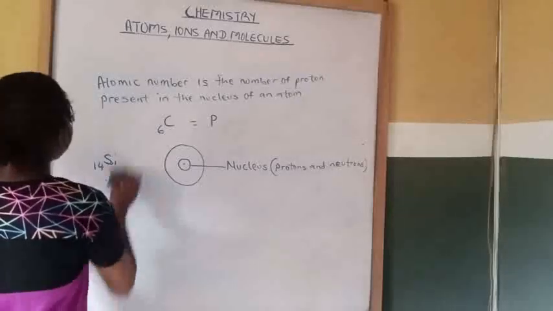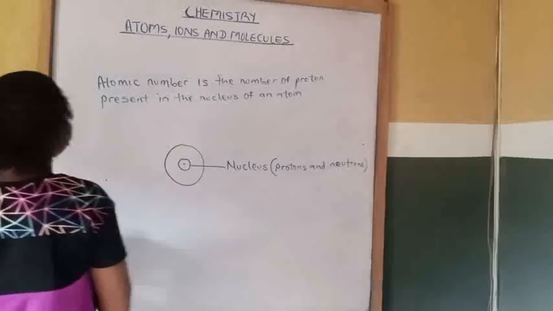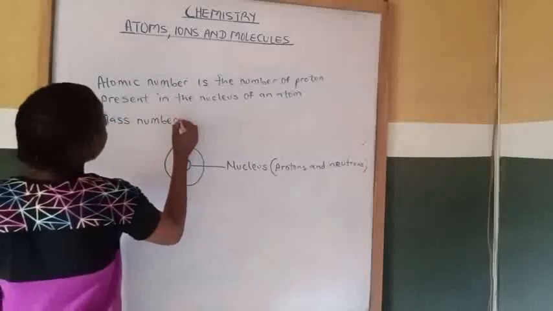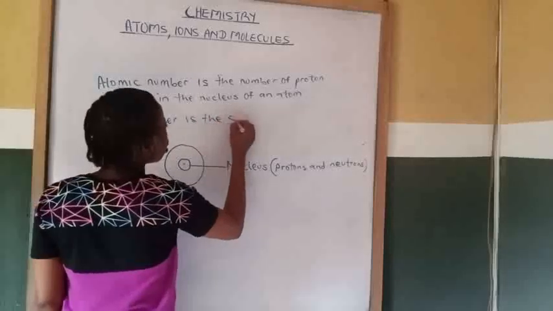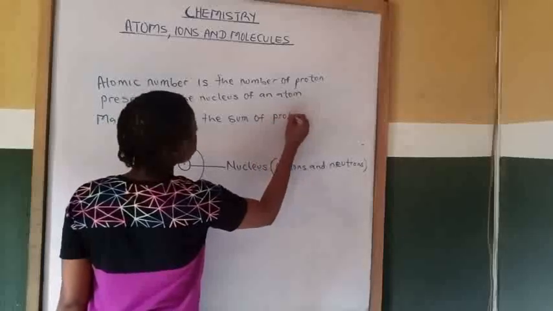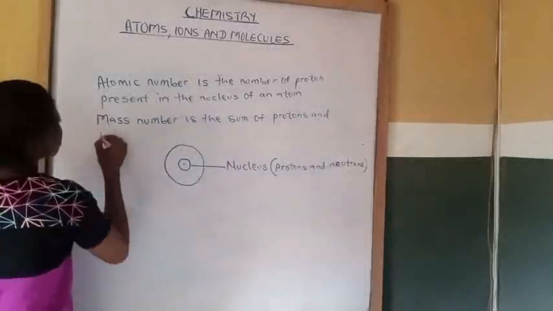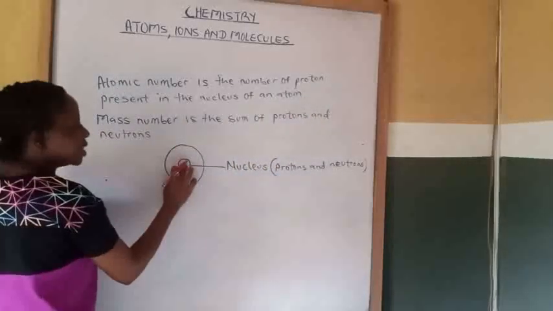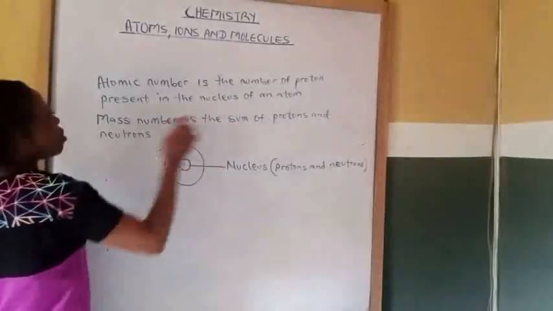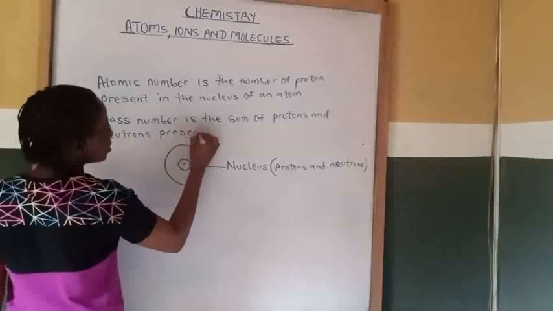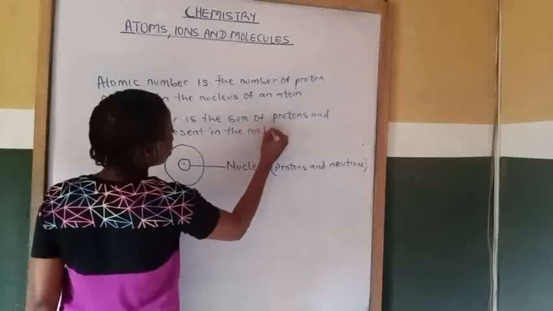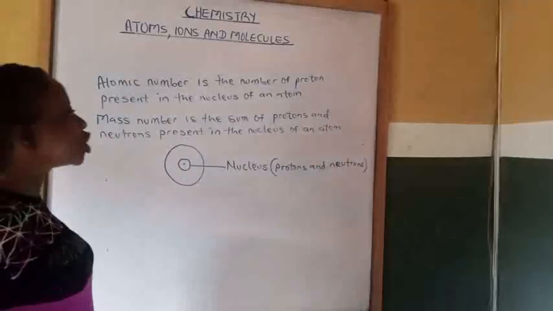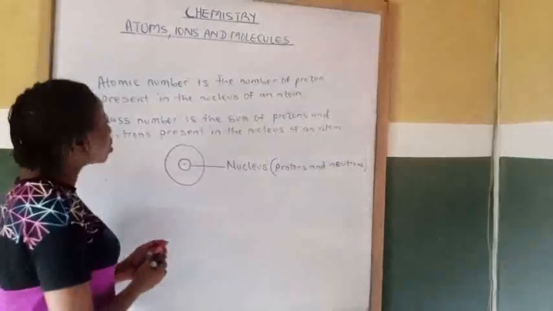So let's define mass number. What is mass number? Mass number is the sum of protons and neutrons. Then the protons and neutrons are where? They are inside the nucleus of an atom. So mass number is the sum of protons and neutrons present in the nucleus of an atom.